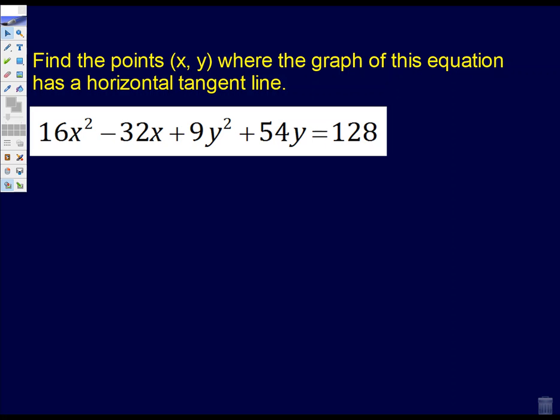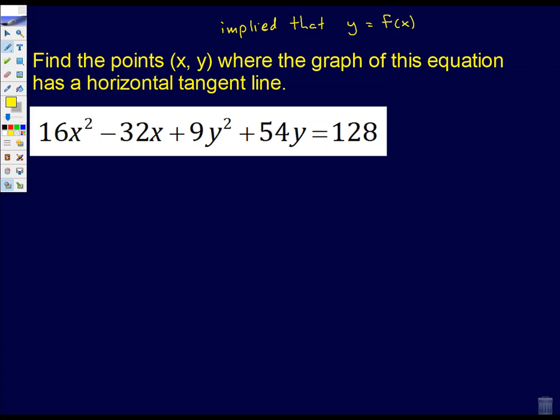Welcome back. This is going to be a continuation of our lessons about implicit differentiation. That means finding a derivative of an equation where the equation is not in explicit form, like y equals a function of x, but it's in this implicit form and it is implied that the variable y is standing for a function f of x.